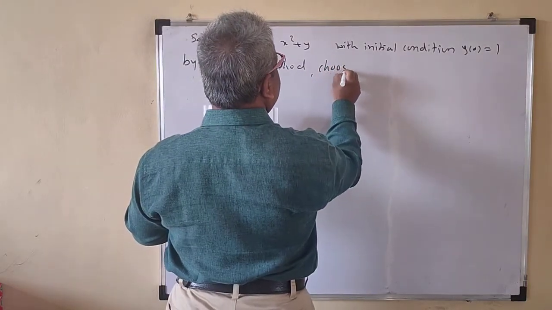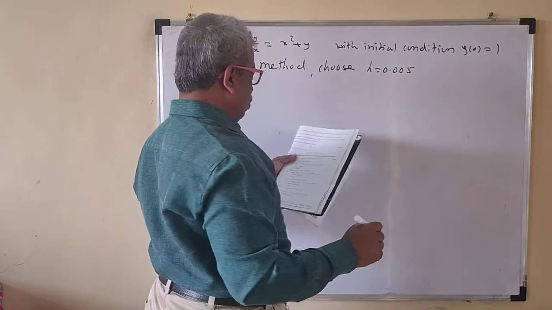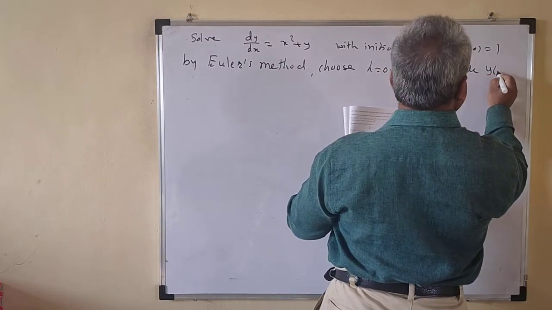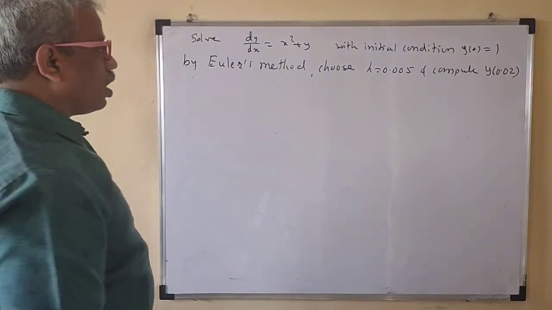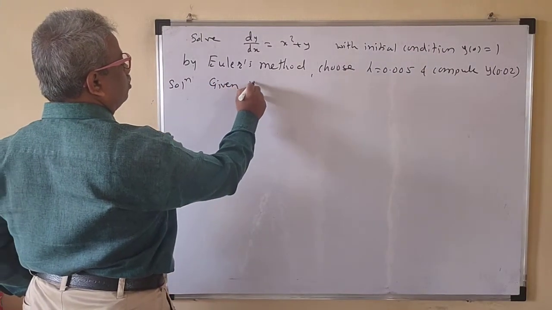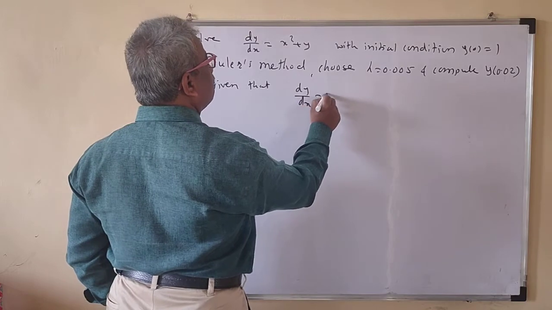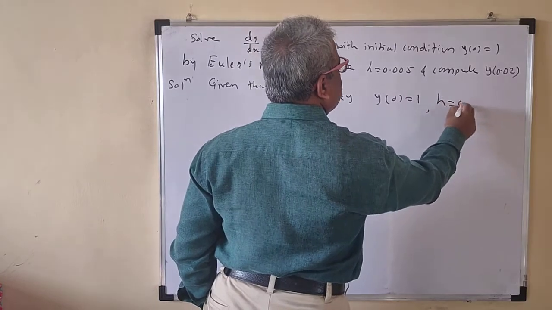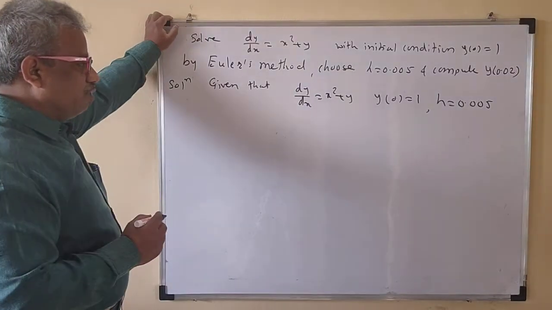choose h is equal to 0.05 and compute y of 0.02. Okay. Solution. Given that, dy by dx equals x square plus y, y of 0 is equal to 1. H is equal to 0.05, 0.005. Okay. So take care of that one.